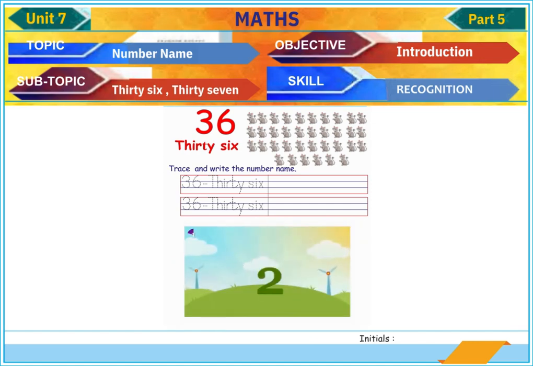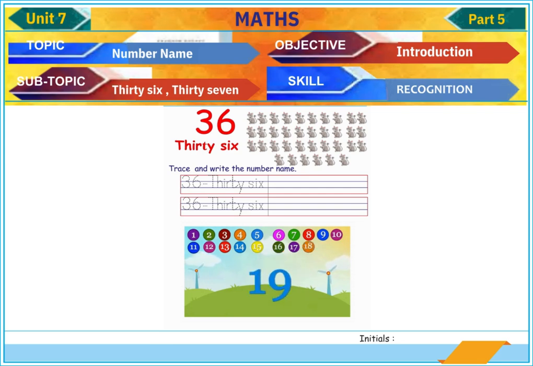36. 1, 2, 3, 4, 5, 6, 7, 8, 9, 10, 11, 12, 13, 14, 15, 16, 17, 18, 19, 20, 21, 22, 23, 24, 25, 26, 27, 28, 29, 30, 31, 32, 33, 34, 35, 36. Trace and write the number name.